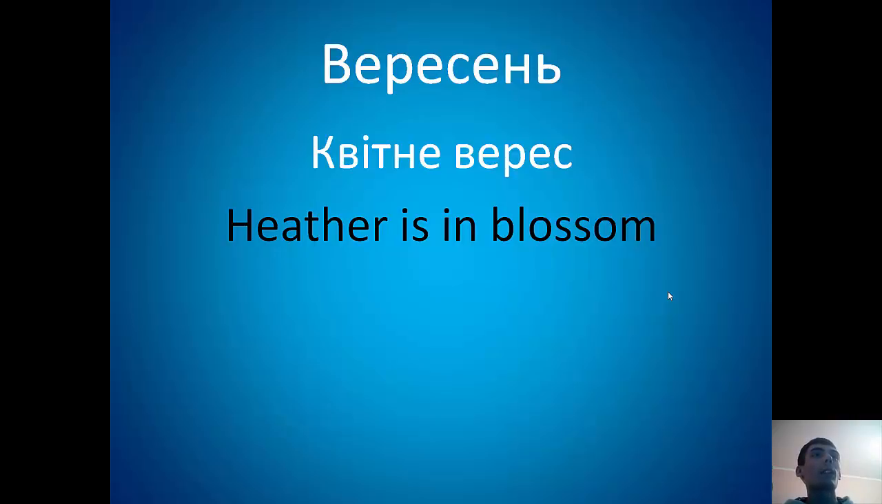We call it Вересень because in this month heather is in blossom, and heather is a special plant which grows in Ukraine. You see, квітне, in blossom, and heather, верес. Верес, Вересень, very, very similar. That's why they are connected. Вересень is the month when heather is in blossom.